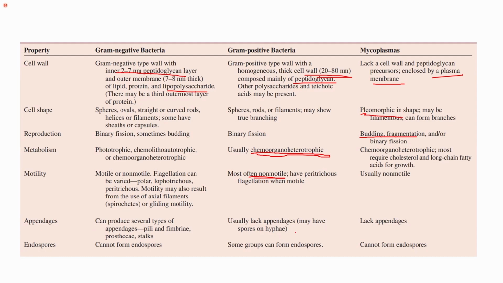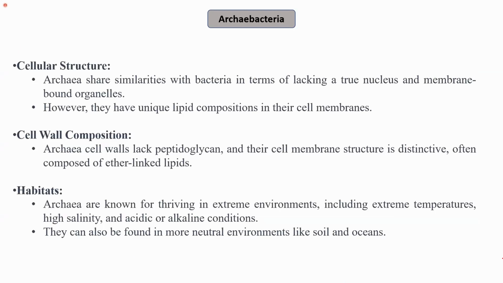While gram-positive bacteria usually lack appendages, they may have spores or hyphae. Regarding endospores, gram-negative bacteria cannot form endospores. Some gram-positive groups can form endospores, while mycoplasma cannot form endospores. Endospores are the structures that provide extra stability in stress conditions. The last category is the archaebacteria.